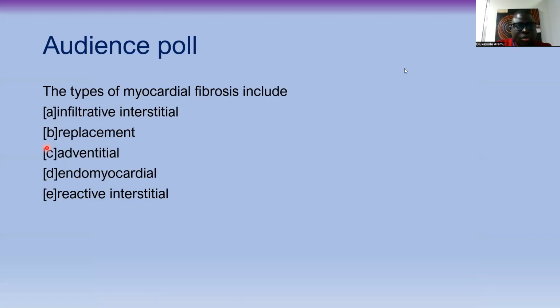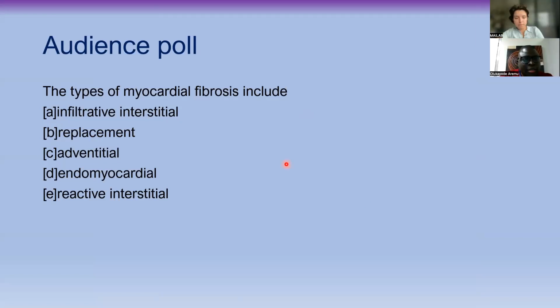Now the first question, if you are really following me: the types of myocardial fibrosis include A, infiltrative interstitial; B, replacement; C, adventitial; D, endomyocardial; E, reactive interstitial. The question is, the types of myocardial fibrosis include all of these except which one? So we can put the answers in the poll.